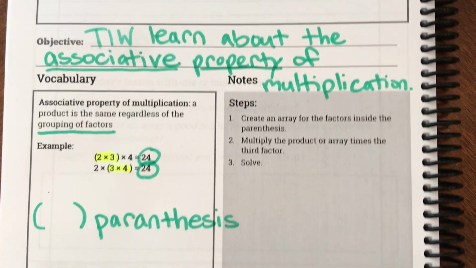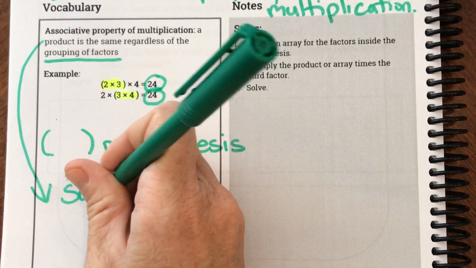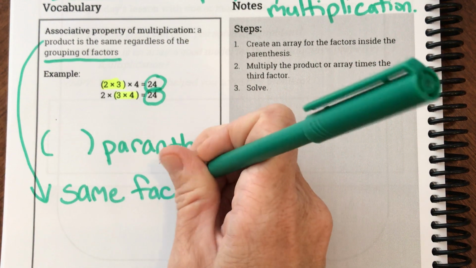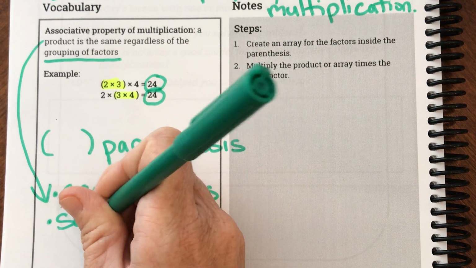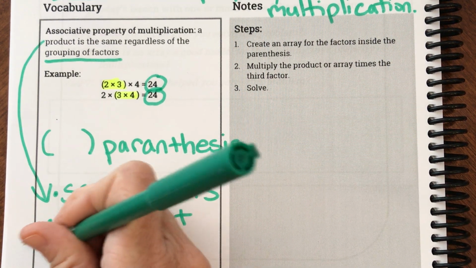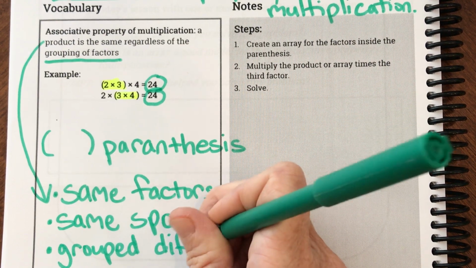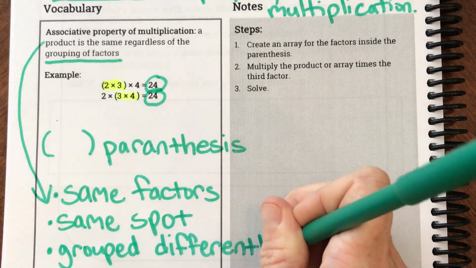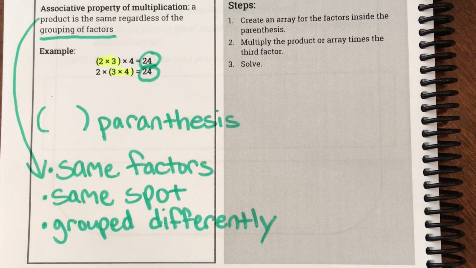Okay, so we're actually going to write those rules. So associative property means same factors, same spot, grouped differently. Okay, and remember, friends, you can always stop the video if you need to. So it's the same factors in the same spot, but they're grouped differently, and you'll still get the same product. That's what that's telling us.